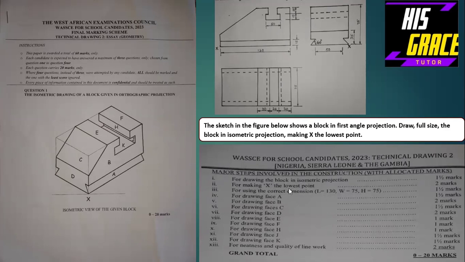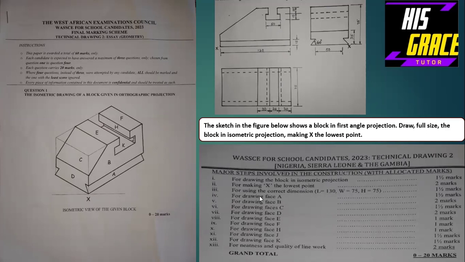Then for making X the lowest point, I've said it several times that whenever you have to make an isometric block, whether you are sketching or you are using instrument to draw it, it's very, very important that you indicate the lowest point X. You can see the marks awarded to that. For making X the lowest point, 2 marks are awarded.